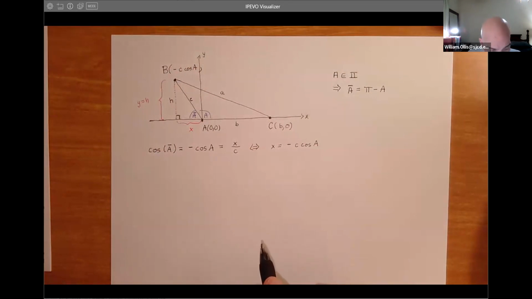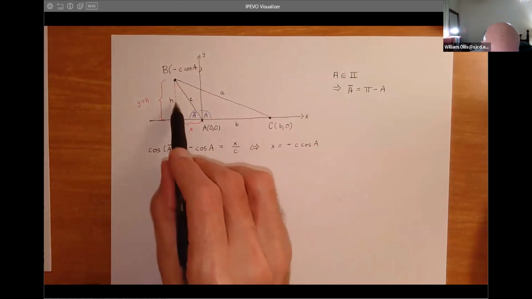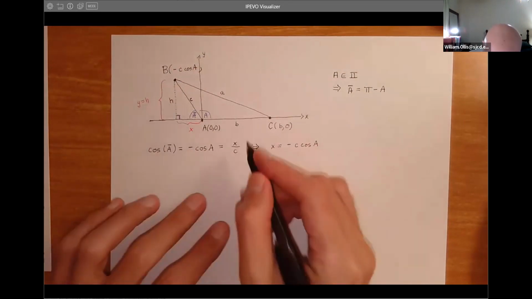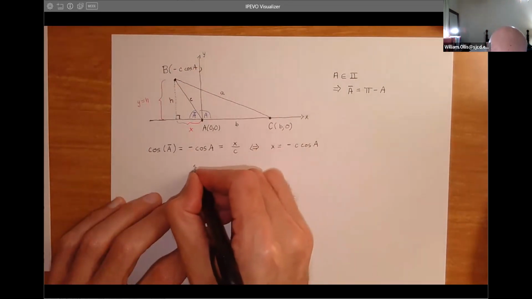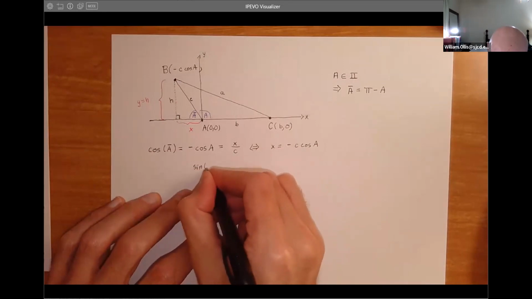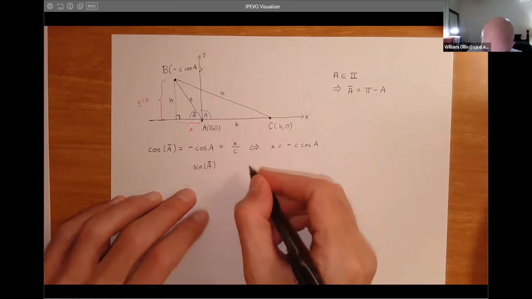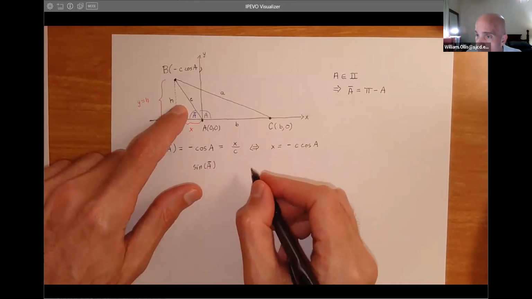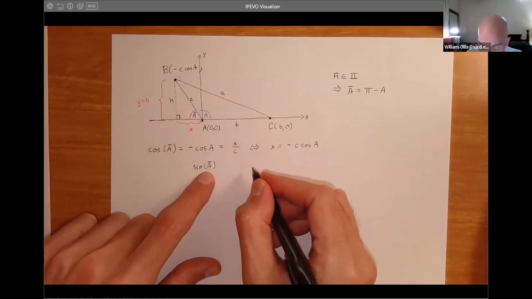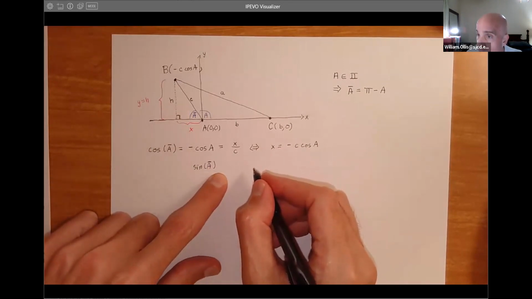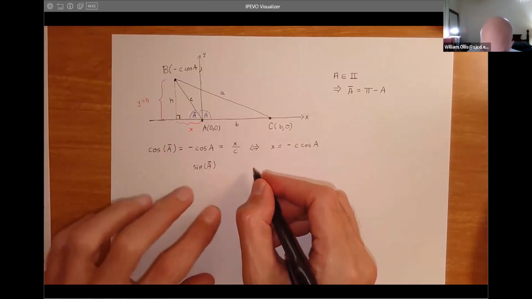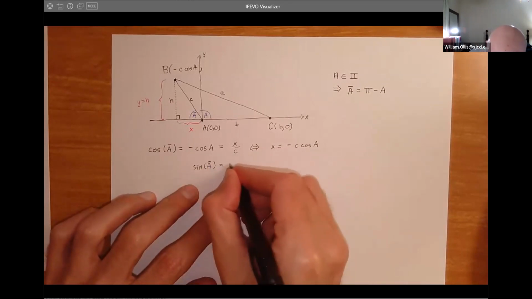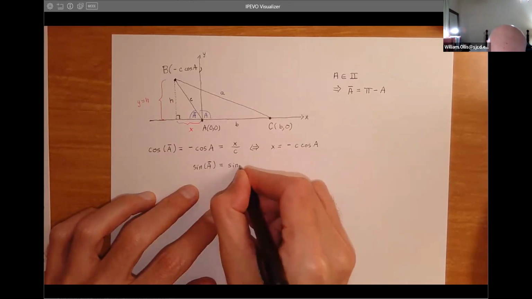Now when we look at this, we're thinking, okay, well, this is looking good. Let's try for h or the y. So sine of A bar. Now, of course, remember in the second quadrant, the sine is positive. So the sine of A bar and the sine of A are the same. No sign change using the arithmetic of the unit circle.